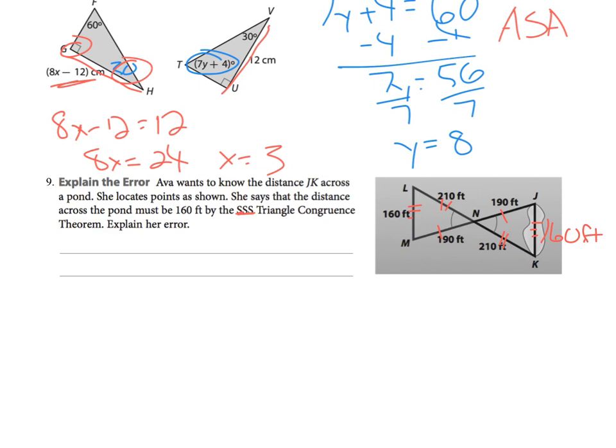But what we do have is a side, an angle, and then another side. So we can state that those two triangles are congruent by side-angle-side, which means corresponding parts of congruent triangles are congruent. And so that is why we get 160.